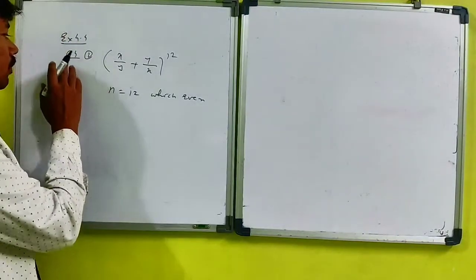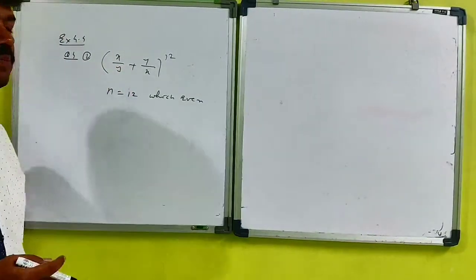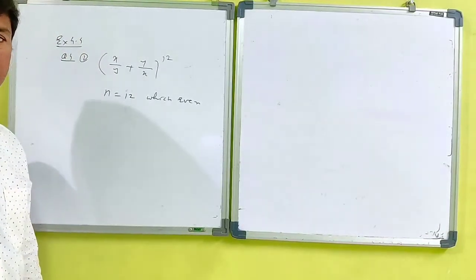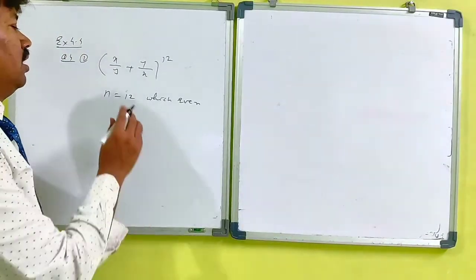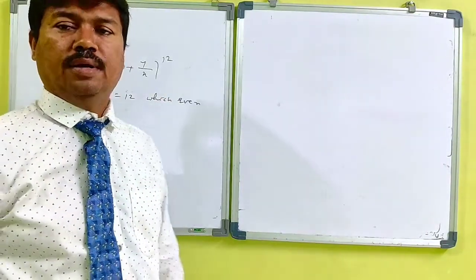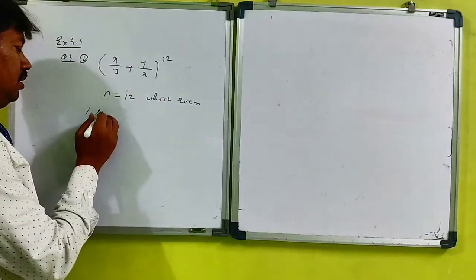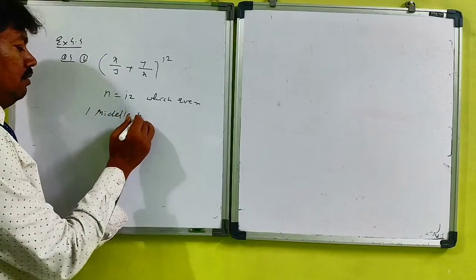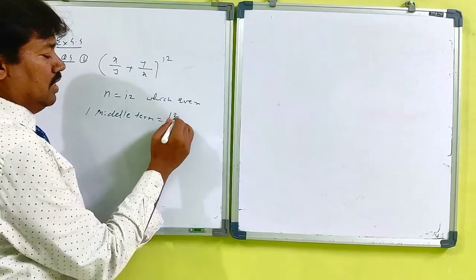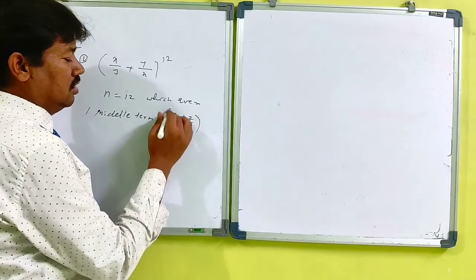Next, Exercise 4.4, based on the concept of the middle term. The question is (x/y + y/x)^12, and we have to find the middle term. Here n is 12, which is even. When n is even there is only one middle term. And what is the formula for this? It is the (12 + 2)/2 term.